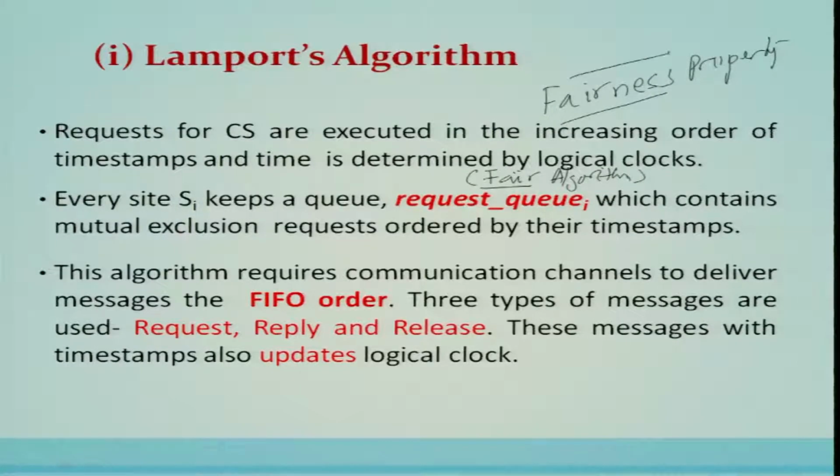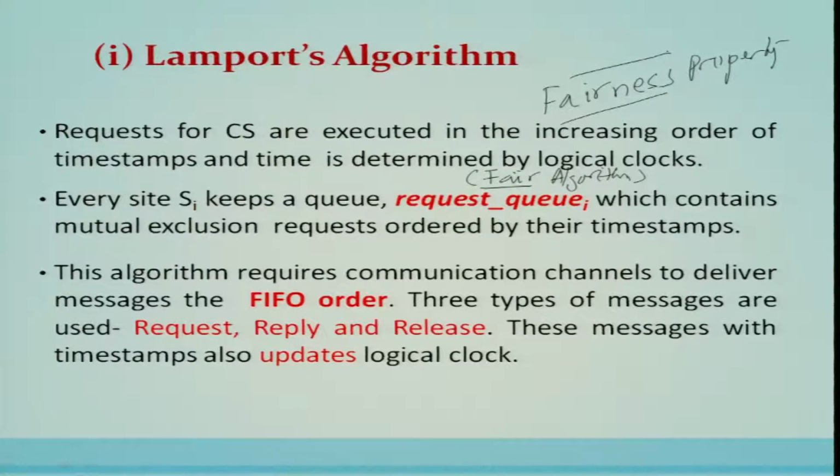Fairness property means that the order in which the requests arrive is the order in which they are served, and that is ensured by the use of logical clocks that we will see in this algorithm. Every site Si keeps a queue, called the request queue of process i, which contains the mutual exclusion requests ordered by their timestamps. This algorithm requires the communication channels to deliver messages in FIFO order.